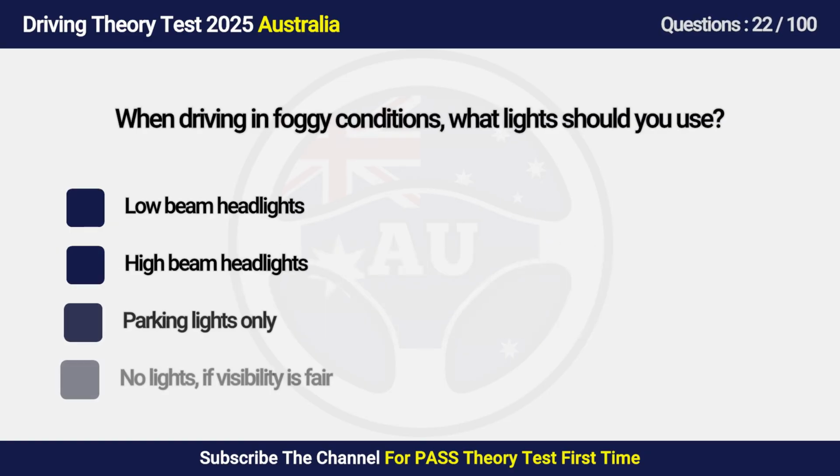Question 22. When driving in foggy conditions, what lights should you use? A. Low beam headlights. B. High beam headlights. C. Parking lights only. D. No lights if visibility is fair.